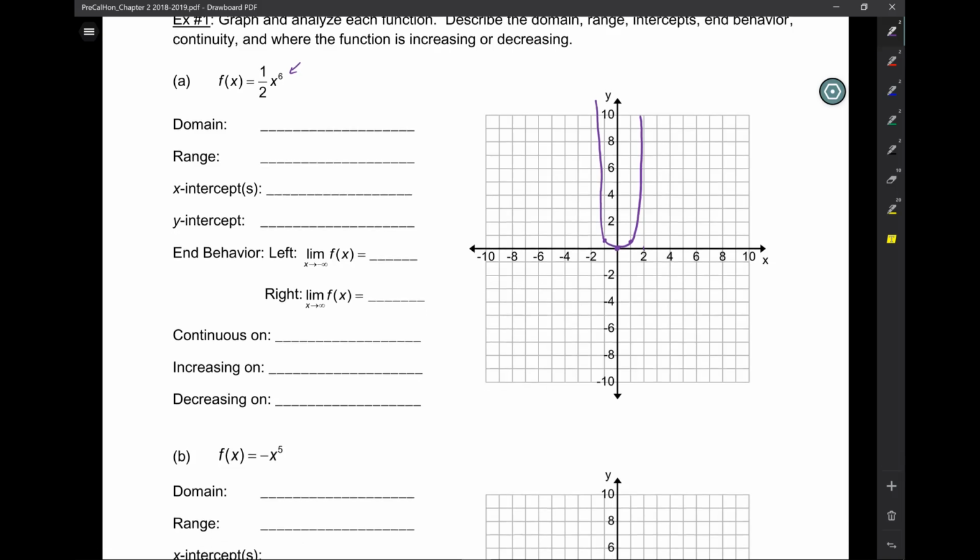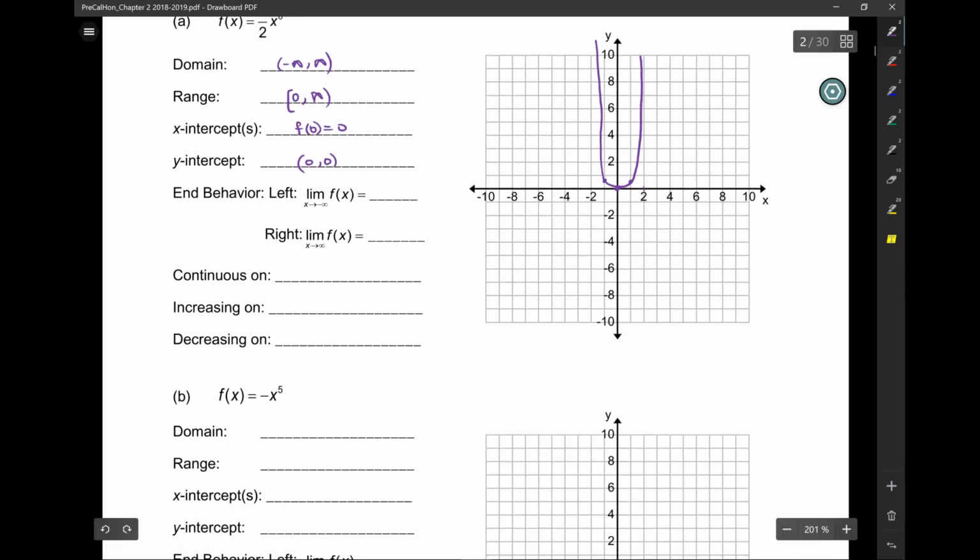All right, so domain, I know before or after I graph. I just see this function and I know what the domain is. Negative to positive infinity. Right. What is the range? 0 to infinity, and it includes 0. X-intercepts, where does it hit the x-axis? At 0. So f of 0 is 0. Y-intercept, 0, 0. So there are 2 ways of writing the same information. I'm doing it in 2 ways just to show you that both are acceptable.